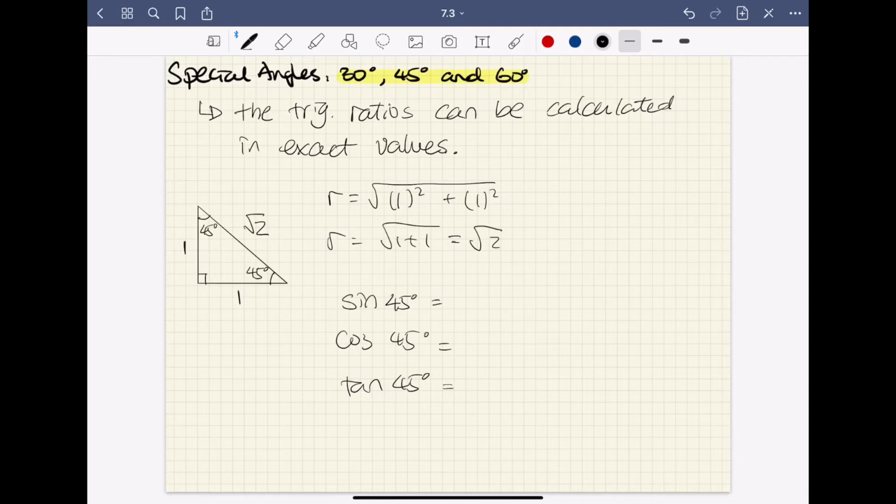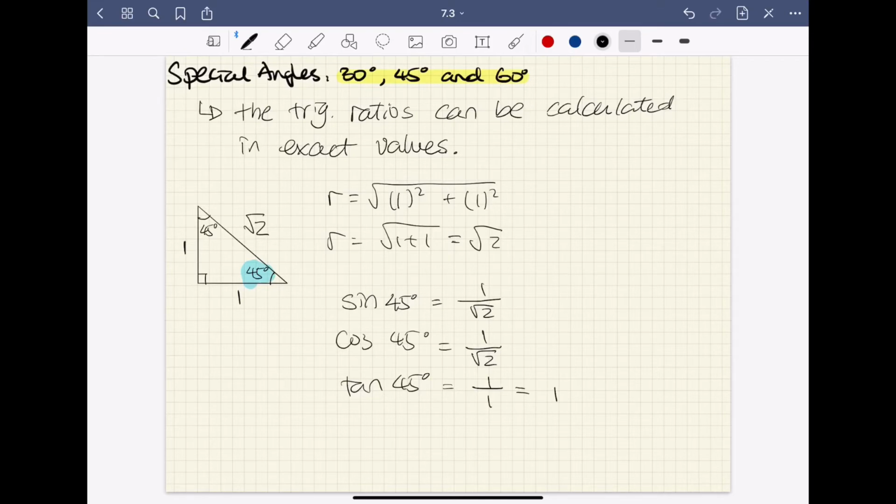Okay, and we use maybe this angle to be the angle that we're calculating for. Then sine is equal to opposite over hypotenuse. The opposite for this highlighted angle is this one. So that'll be 1 over hypotenuse, which is root 2. Cos is adjacent over root 2. So it'd be this side here, which is 1 again over root 2. And tangent is equal to opposite over adjacent, which is 1 over 1, which is still 1.